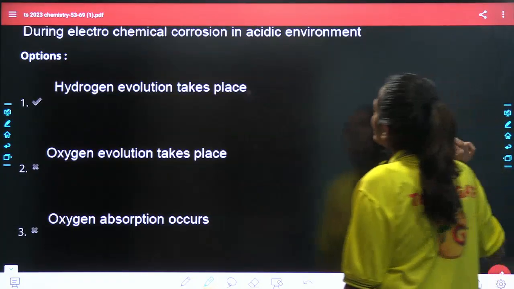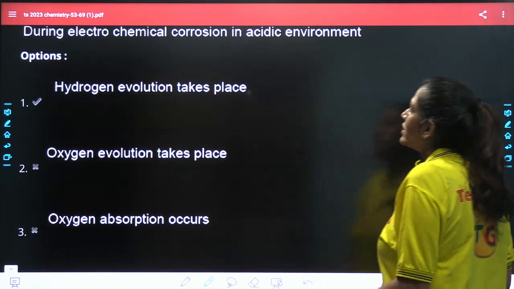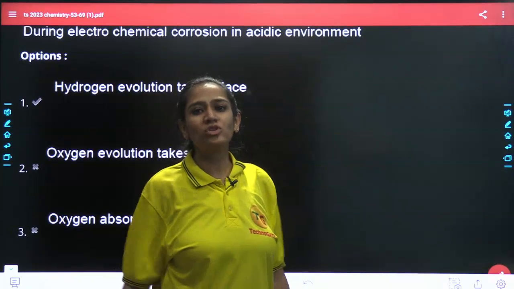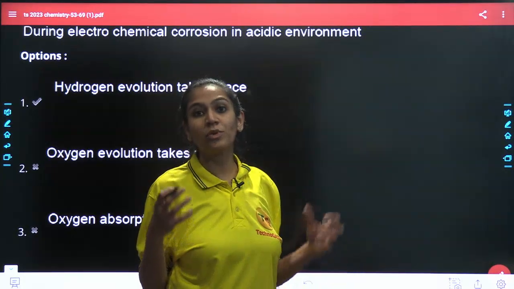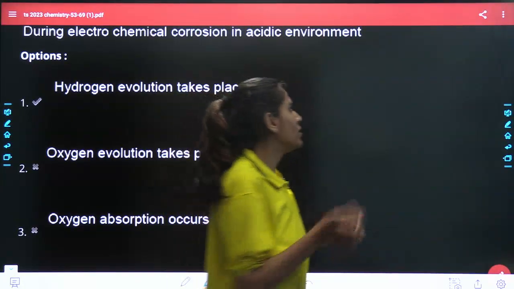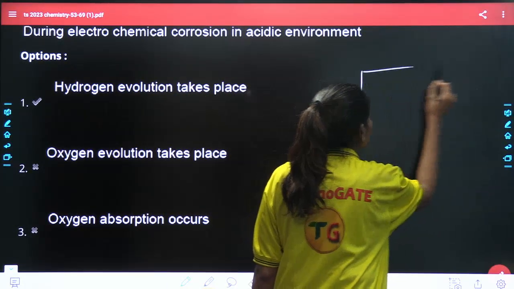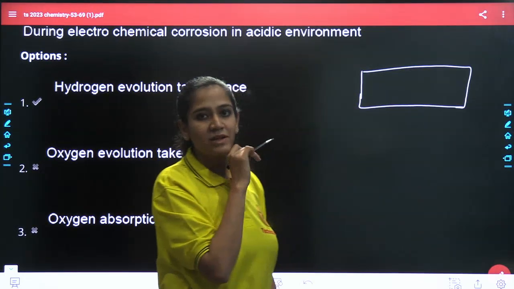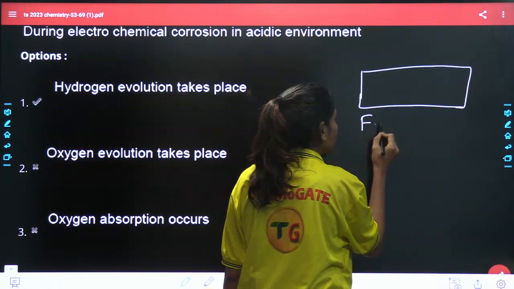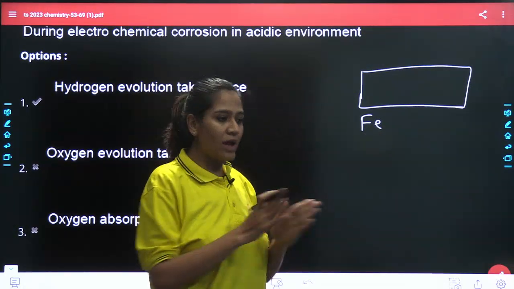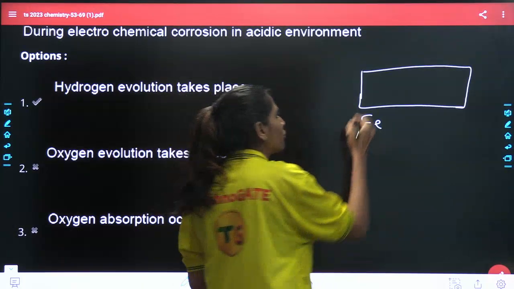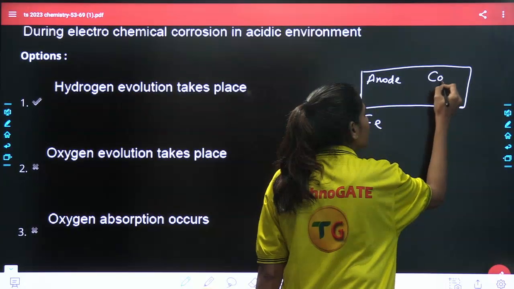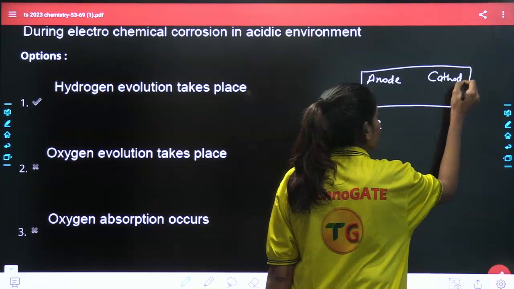During electrochemical corrosion in an acidic environment. Now, let's understand electrochemical corrosion. Whenever we talk about corrosion, we mainly talk about iron rusting. So see what happens in electrochemical corrosion. Let's say this is an iron metal. Inside this one iron metal only, some part of it will act as an anode, and some part of it will act as a cathode.